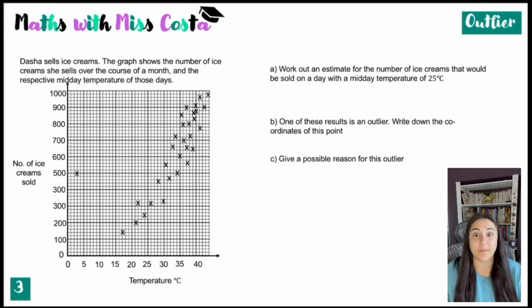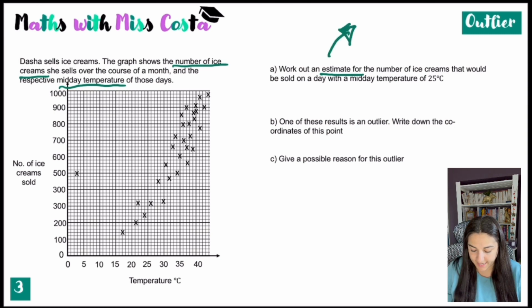Okay, so the word outlier, what does that mean? An outlier is a piece of data that doesn't fit with the general trend of the other data. It doesn't really make sense. Sometimes it's a recording error, sometimes it's just a random fluke, or something special happened on that day. So here I've got a scatter graph detailing someone that sells ice creams. So the graph shows the number of ice creams sold over the course of a month and the respective midday temperature of those days. I'm being asked to work out an estimate for the number of ice creams.